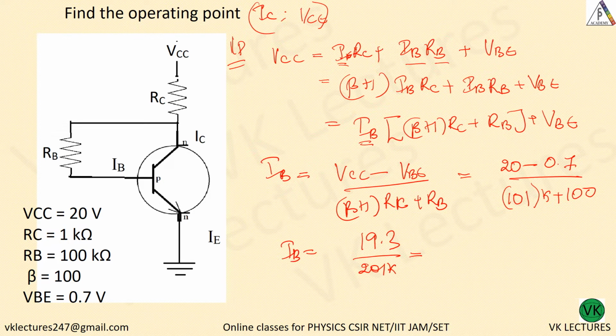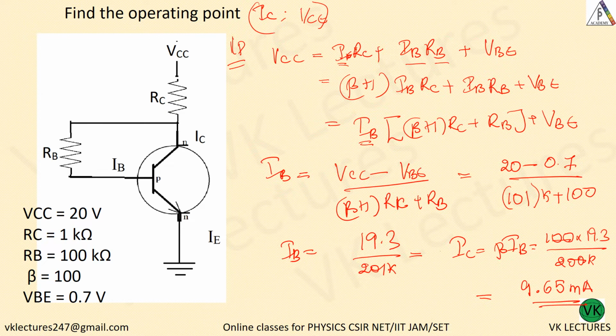But we don't want IB, we want IC. So IC equal to beta into IB. Beta is 100, so 100 into 19.3 divided by 200K. So 19.3 you can divide, which means almost equal to 9.65. K will go, it will become milliampere. So this is IC. Please make a note first.